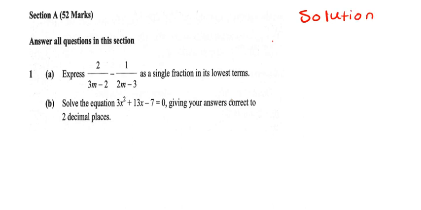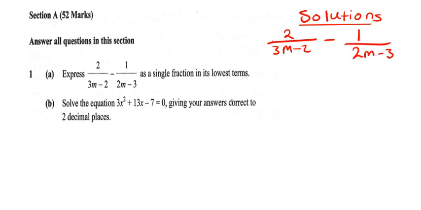This is the simplest question, guys. It's not even difficult. So, if you want to express this as a single fraction, first of all, you have to write the question itself. So you say 2 over 3m minus 2, minus 1 over 2m minus 3, like that.